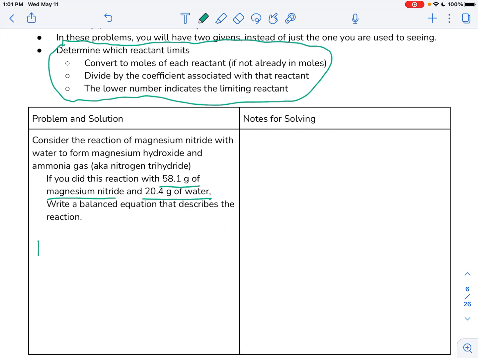So we're going to do magnesium nitride, just writing the formulas. And water gives us magnesium hydroxide and ammonia. And then we balance that.